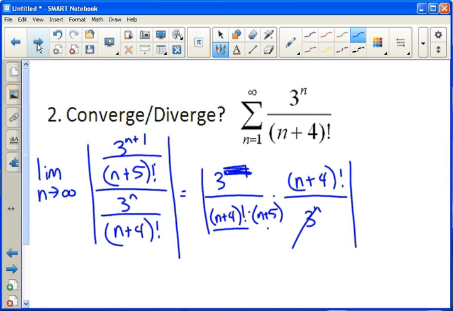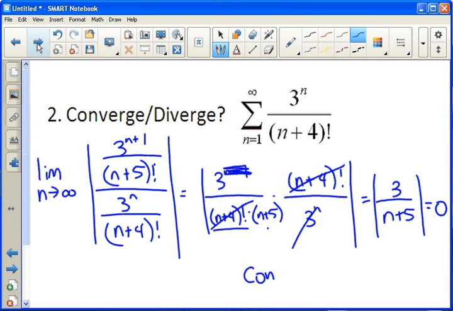Now n plus 4 factorial cancels out. That leaves us with 3 over n plus 5. So here the limit would be 0. As long as your answer is less than 1, that means your series converges.